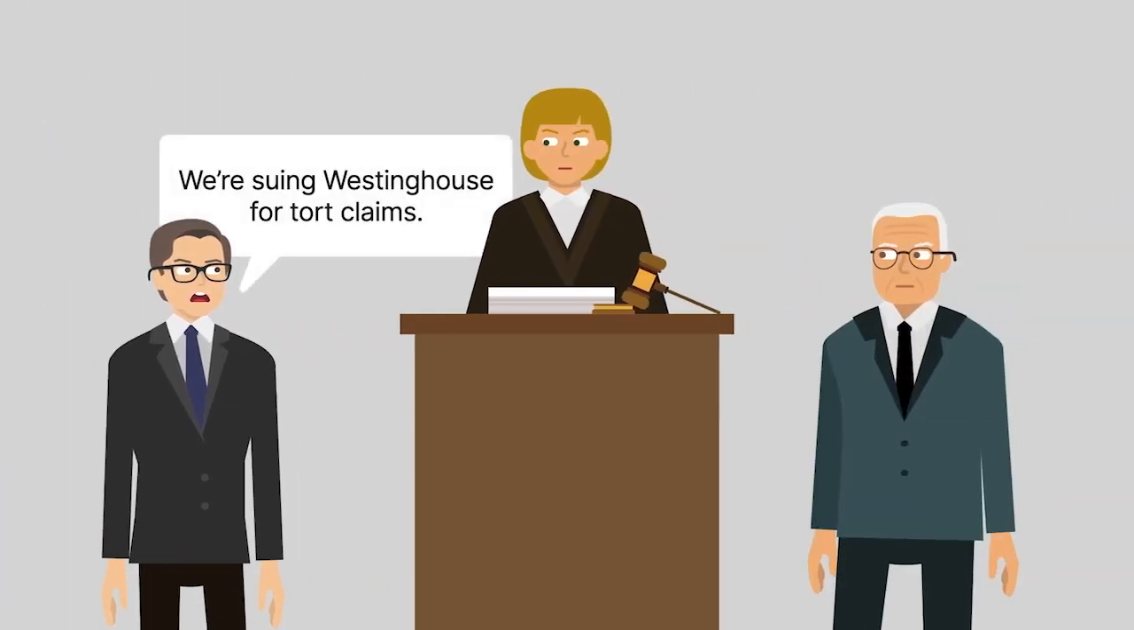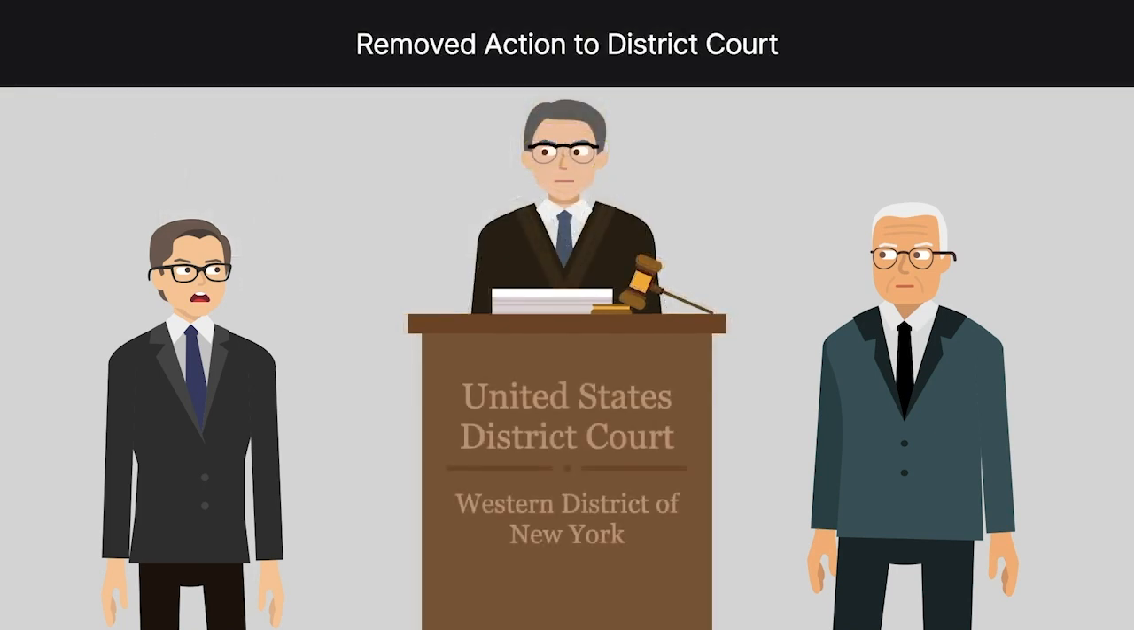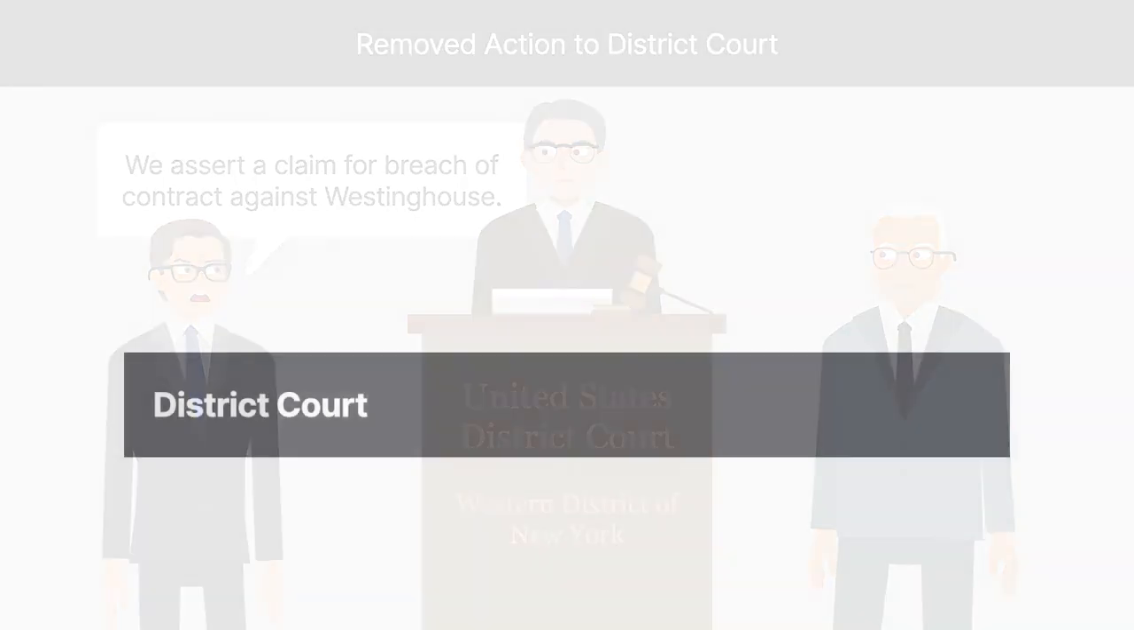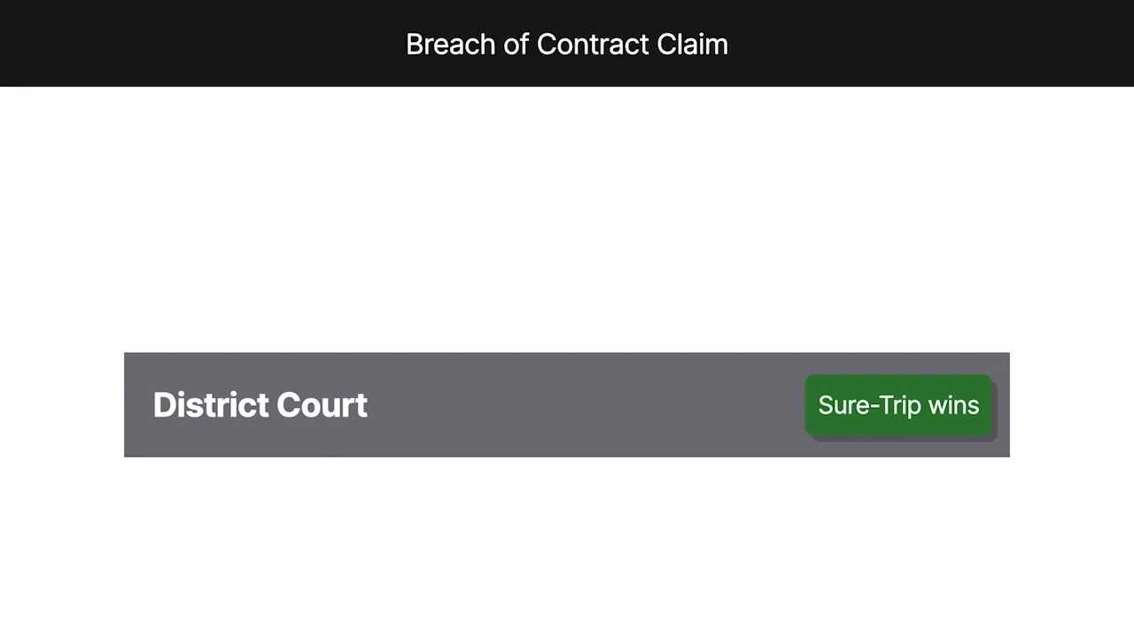Short Trip sued Westinghouse in a New York state court for tort claims. Westinghouse removed the action to the United States District Court for the Western District of New York. Short Trip then amended its complaint to assert a claim for breach of contract against Westinghouse for failing to purchase the remaining 1,125 units. The district court dismissed the tort claims and granted Short Trip's motion for summary judgment on the breach of contract issue.